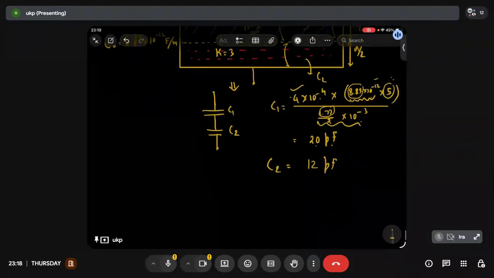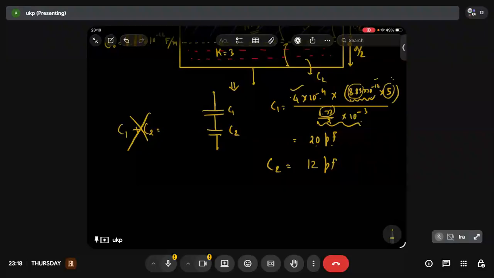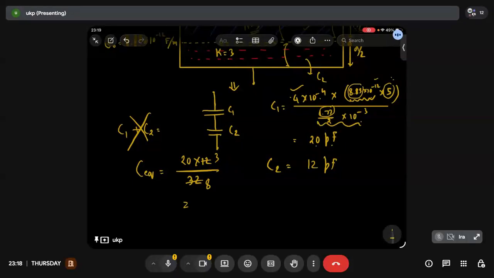If two capacitors are connected in series, equivalent क्या होता है दोस्त? C1 plus C2 होता है? Absolutely no sir. तो C equivalent आता है exactly similar to the resistors parallel combination जैसा, तो it will be C1 C2 by C1 plus C2. Solve करेंगे तो क्या आएगा? C1 into C2 divided by C1 plus C2, so it will be 60 by 8, alright, 15 by 2, 7.5 picofarad. Anyone confirm me?